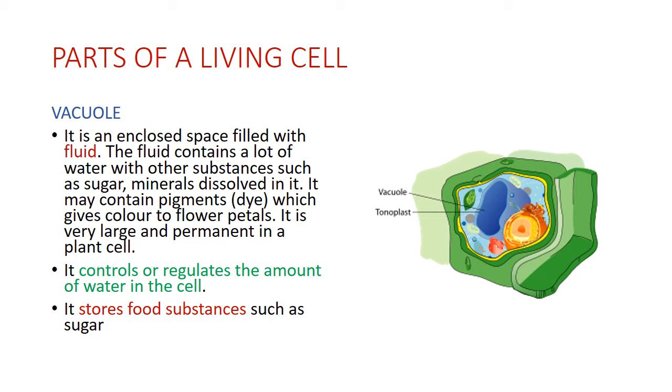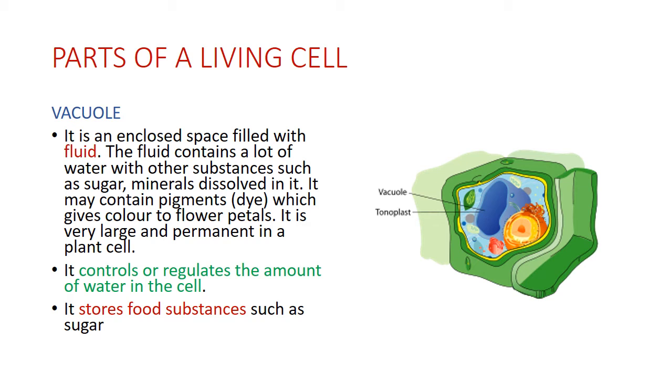Now let's move on to what we call the vacuole. A vacuole is also an enclosed space. Take note, vacuole is different from cytoplasm. Although cytoplasm is a fluid, the vacuole is a space which is also filled with fluid, and it also contains lots of water with other substances such as sugar, minerals, and all that. It may also sometimes contain pigments, dye, which gives color to the petals of flowers. And it's very large and permanent in a plant cell.